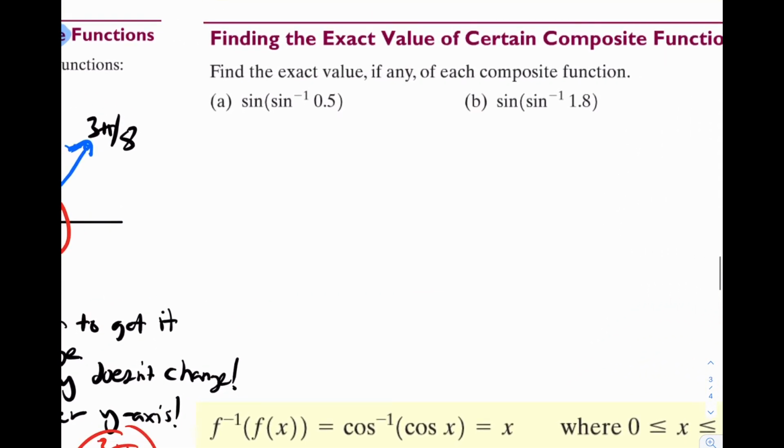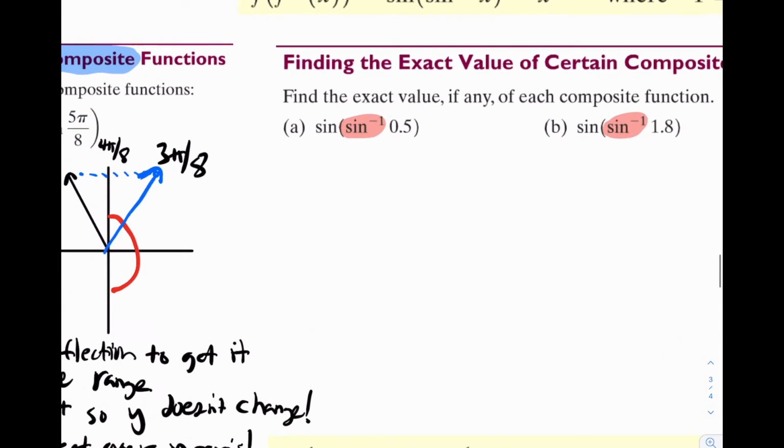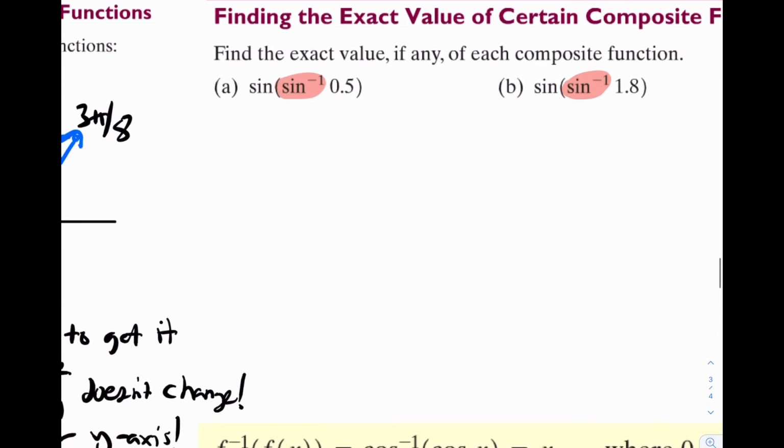These next ones, notice how they're very similar, except highlight where the inverse is located now. They're located on the inside. So see earlier they're on the outside. These are on the inside. So in that situation, what you do is you call these triangle problems. Meaning we're going to draw a triangle.